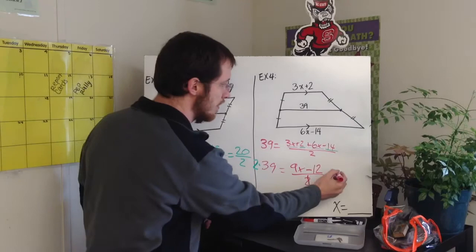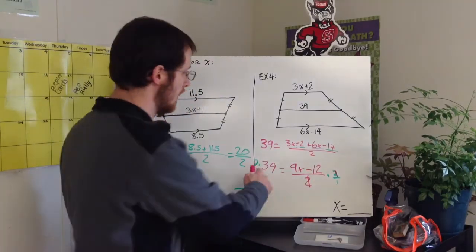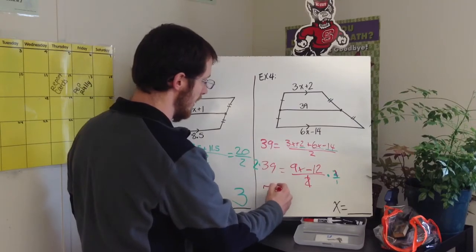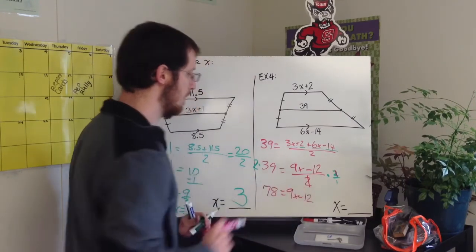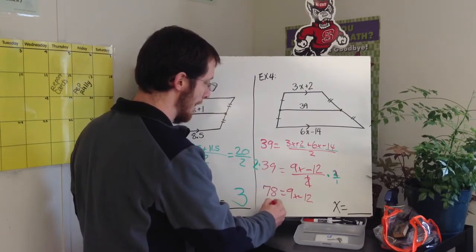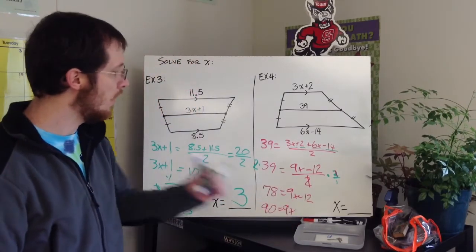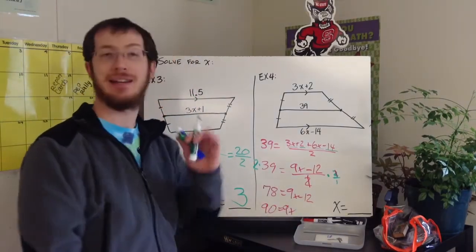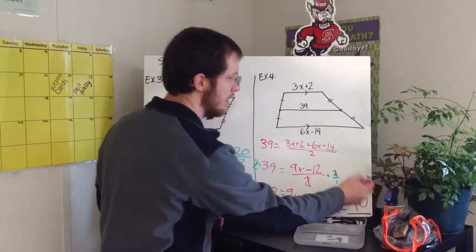Okay, so 2 over 2 is 1. 2 times 39. 2 times 40 is 80. Take away 2 is 78. So we've got 9x take away 12. We add 12 to both sides, then we're going to get 90 equals 9x. And what can you multiply by 9 to get 90? 10 it is. So x equals 10.